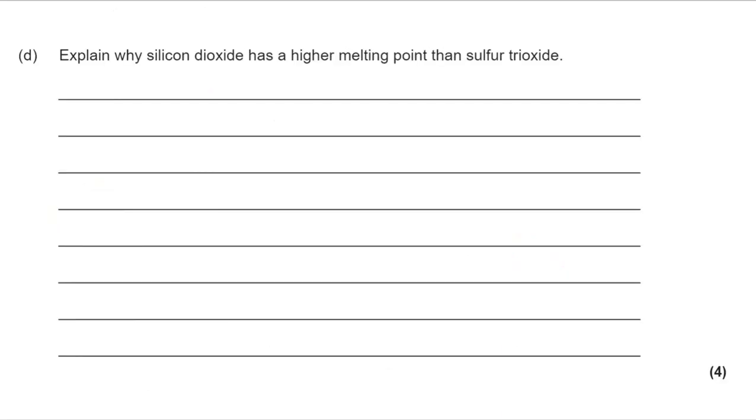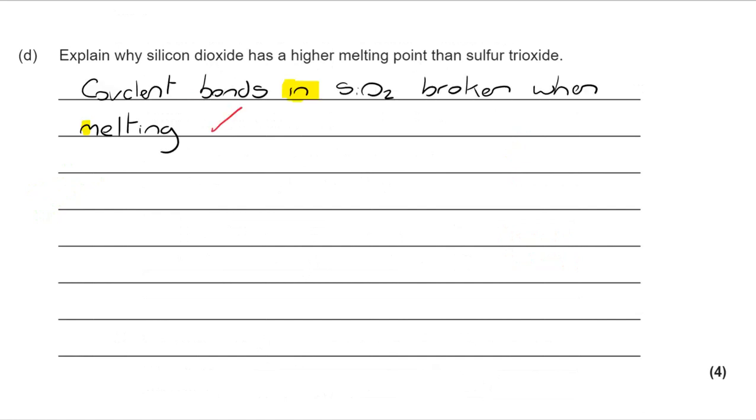Moving on to part D, why does silicon dioxide have a higher melting point than sulfur trioxide? Well, this actually takes you right back to year 12 bonding. You need to know what the bonding is. We've already touched on that in part C, but you then need to be able to articulate why the melting points would be different. So let's take a look.